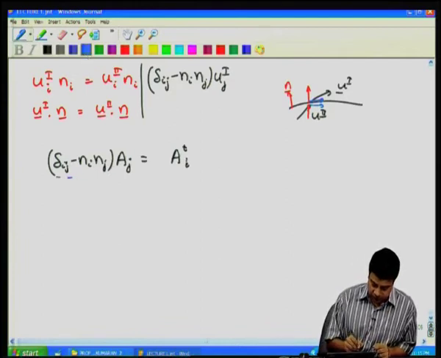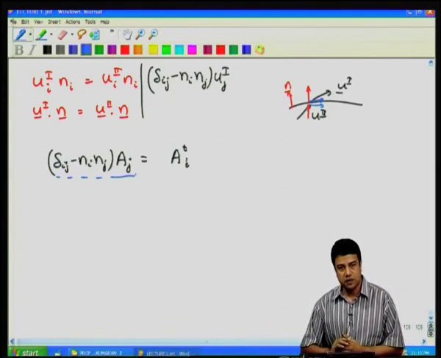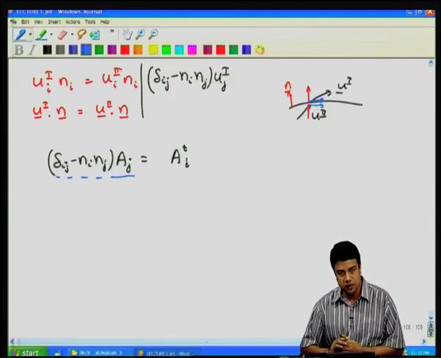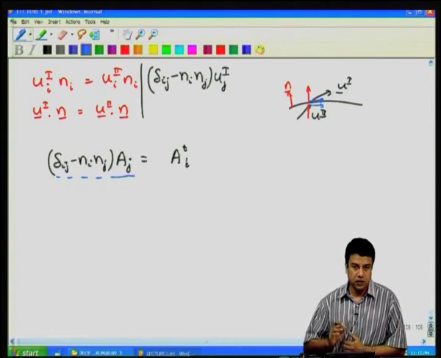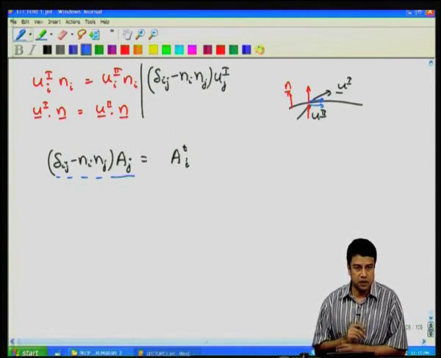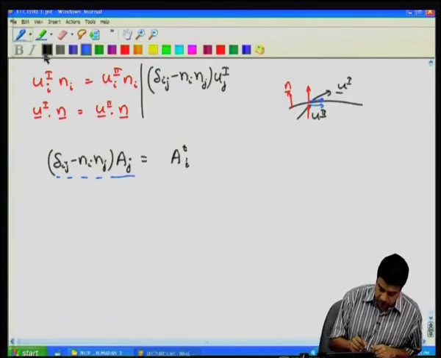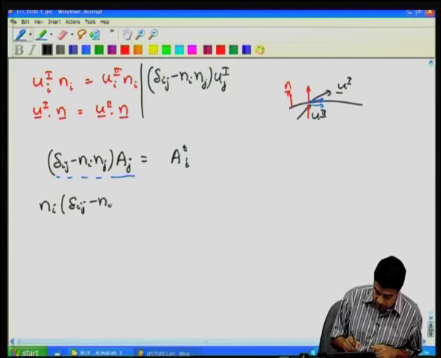Okay. So, this is a vector, j is repeated, so it is a dot product. The free index is i. Therefore, if I want to dot this with the unit normal, I have to multiply it by n_i. If I multiply it by n_i, what I get is n_i δ_ij minus n_i n_j times A_j.